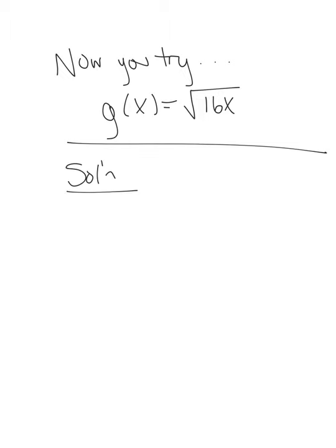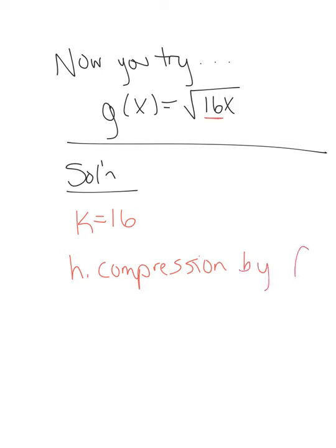And here's your solution. The first thing that you probably saw is the fact that there is a 16 inside of the square root here. So for this one, it's a little bit different. For this one, it looks like the k is more obvious to us. So right away, this looks like we have a horizontal compression by a factor of 1 over k, so 1 over 16.